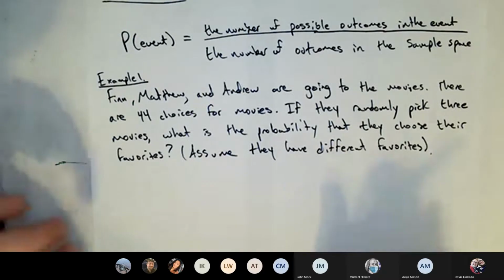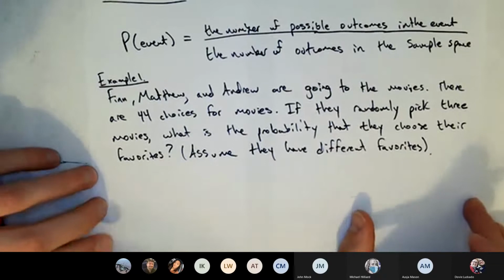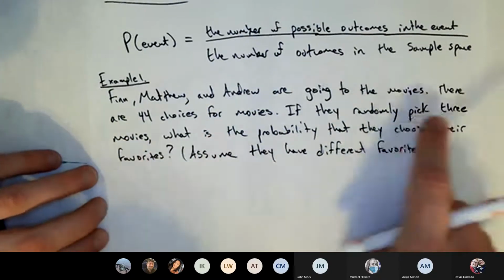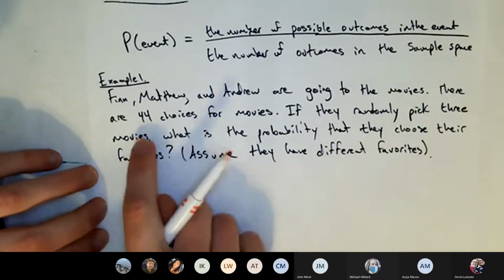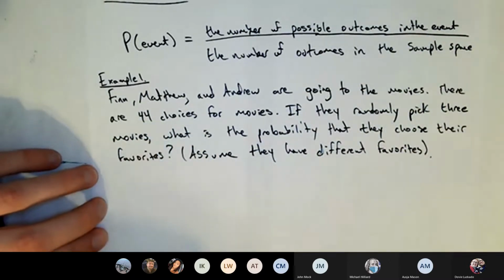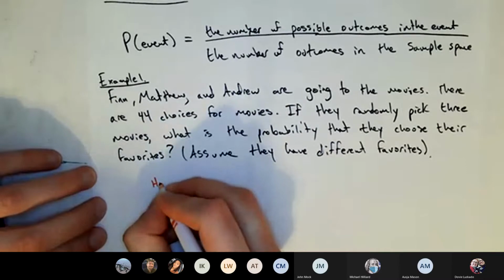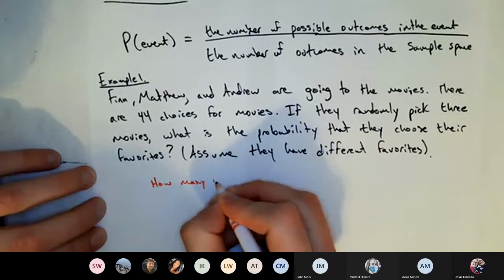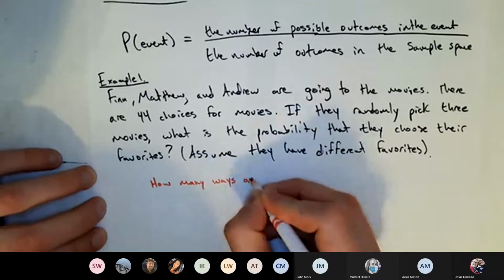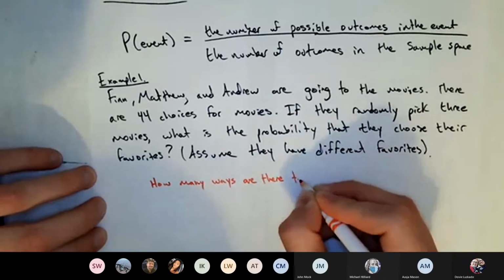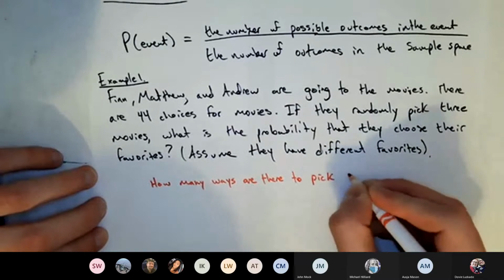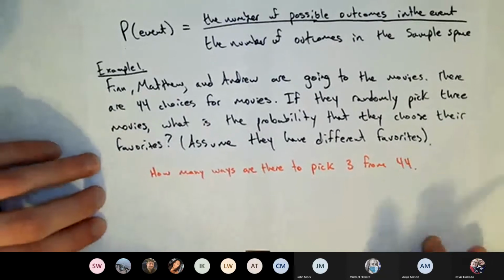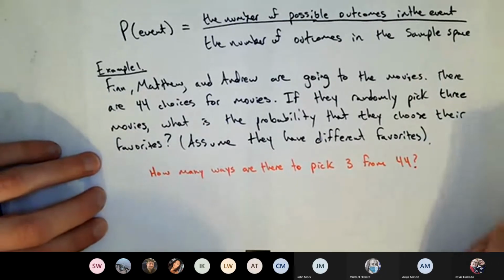Okay, so anyways, we're finding the number of outcomes in the sample space, and we know that there are 44 total choices, and they're picking 3. So I need to find out how many ways there are to pick 3 from 44. That's the question that's going to tell me what goes in my denominator. How many ways are there to pick 3 from 44? I'm switching to numbers now because we're about to do math with these.